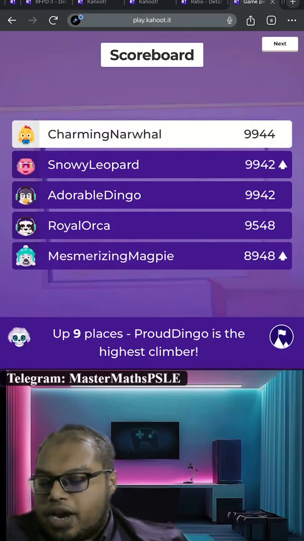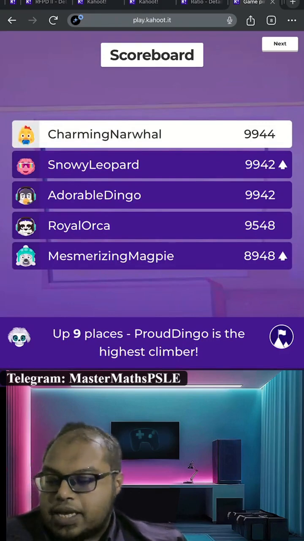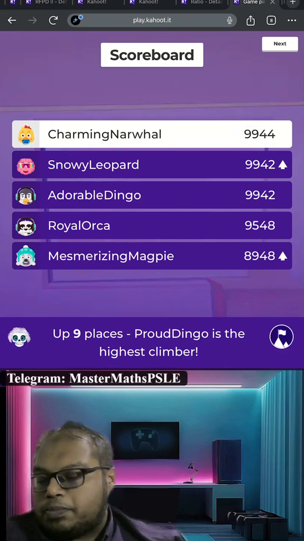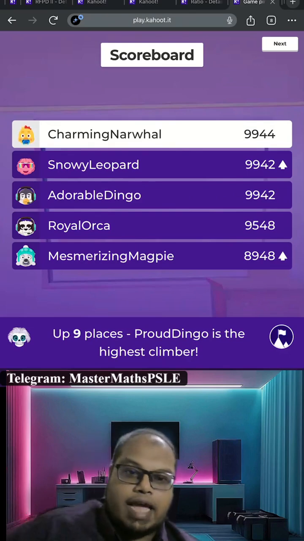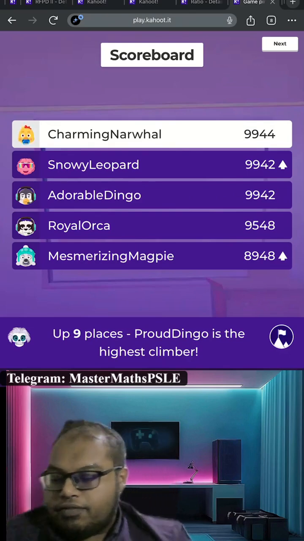The charming narwhal maintained his first place, but still 2 points behind. We got the snowy leopard and adorable dingo. They are tied. Very good.